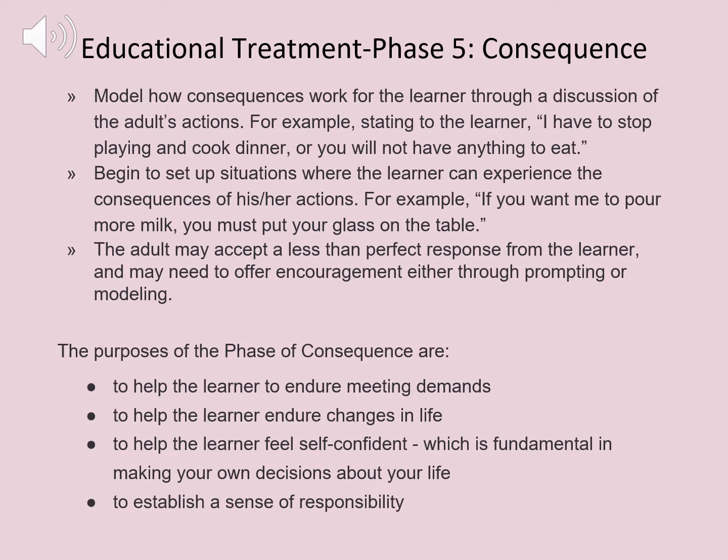The adult will need to begin to set up situations where the learner can experience the consequences of their actions. For example, if you want me to pour some milk, you must put your glass on the table. The adult may accept a less than perfect response from the learner and may need to offer encouragement either through prompting or modeling, such as, "See, you can put your glass here." The learner begins to understand choice making at this time.